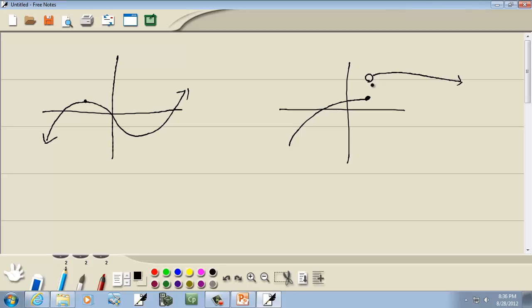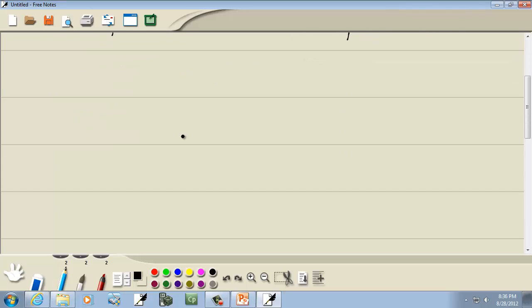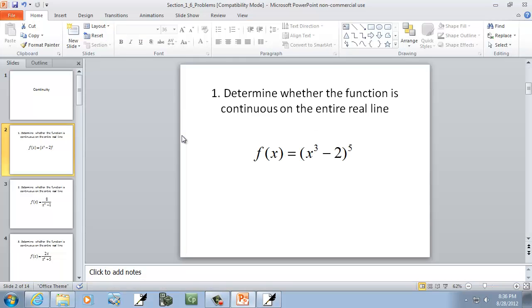Well, this is a hole. This is a gap in here. So this is an example of a gap. And then the last one is that the limit as x approaches c of f of x is equal to f of c. Well, we're going to look at where something's really discontinuous. Now let's first look at the first problem here.